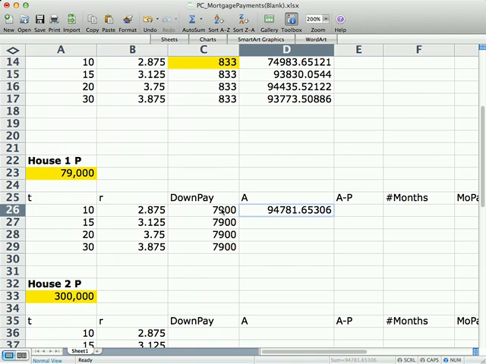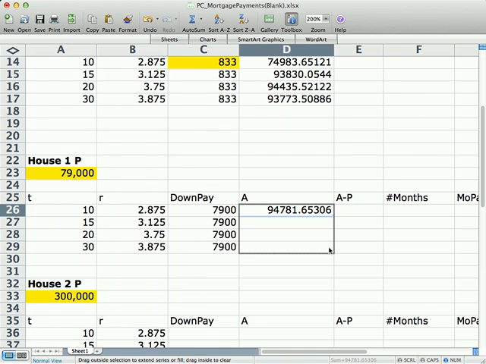What's that? 71,100, something like that, is the loan. Over the life of that loan, we're paying $94,000 on the loan. So that's on top of this 7,900. And that's over 10 years. All right, so now let's drag this down.